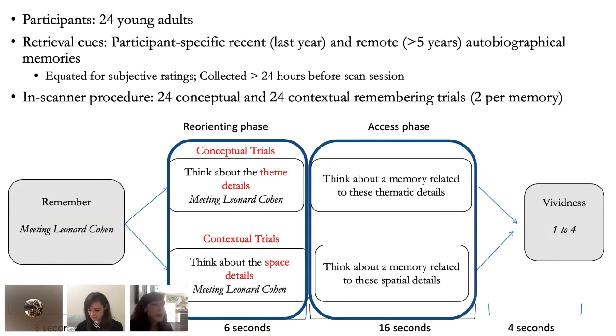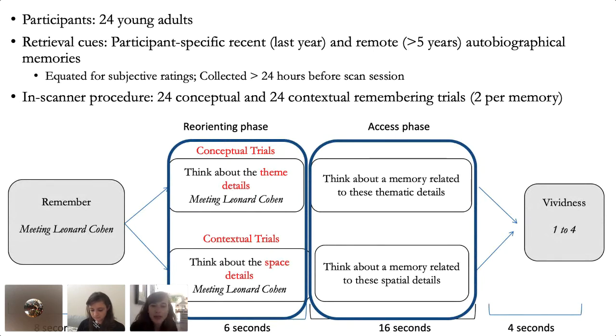In the scanner, we showed the participants their event captions a few times under different experimental trials. So all trials began with retrieving a memory with all the details they could recall, and then they entered into this reorienting phase that differed for the conceptual versus contextual trials. For the conceptual trials, participants were asked to focus only on the thematic elements of this memory. For a memory like meeting Leonard Cohen, this would mean you would think about why it was important to meet him, what lessons he taught you, and so forth. And then for the contextual trials, participants oriented to the spatial perceptual elements of that memory, perhaps thinking about exactly where they were when they met Leonard and the details of the room.